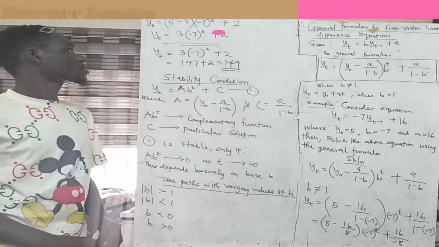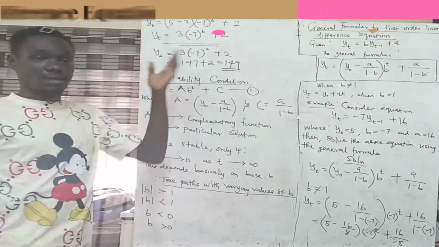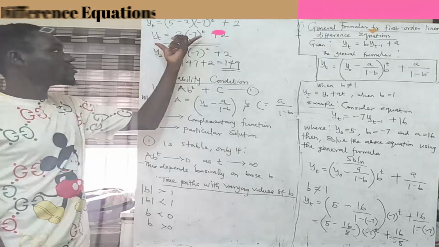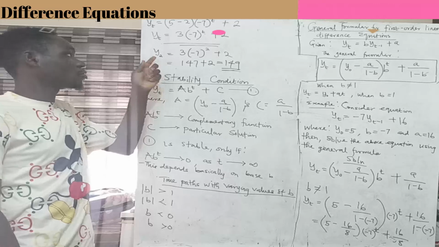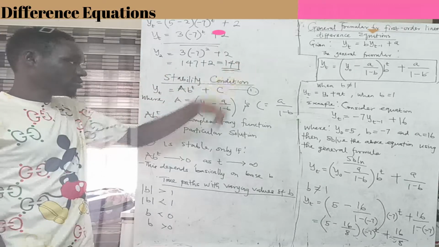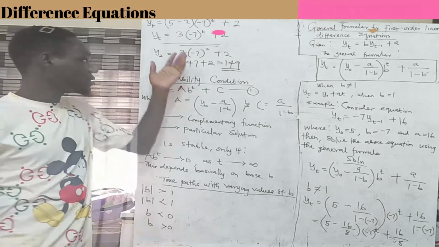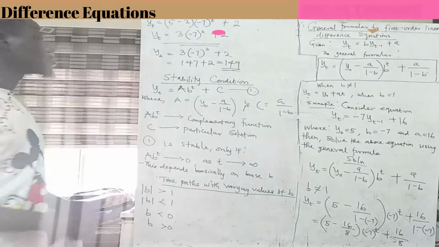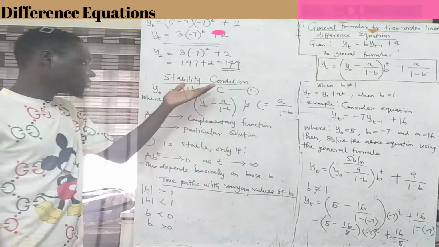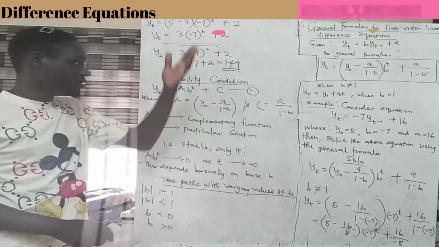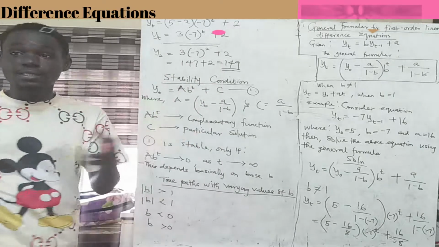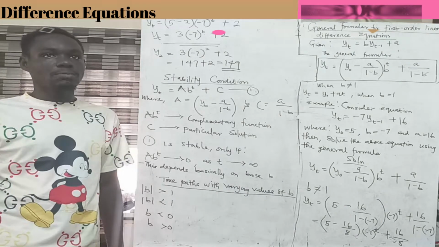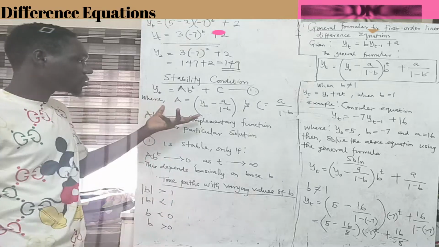So, like we were saying the other time, if we decide to evaluate this equation at time period 2, this is the result. You might have to evaluate this equation at any time period. Now, at this point, we are going to be moving into another subtopic under this, which is stability condition. It's a condition to know whether or not the function is stable.